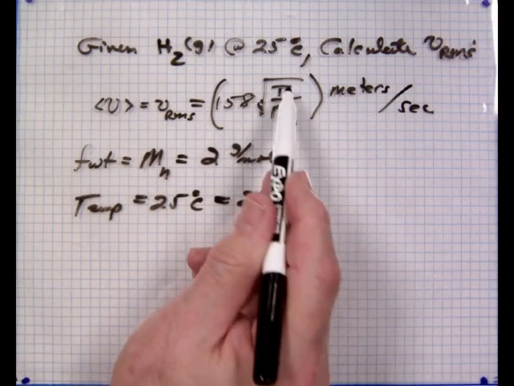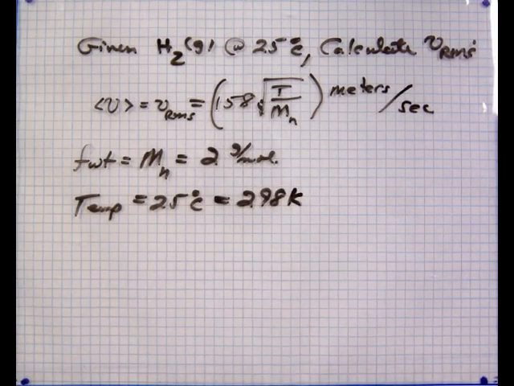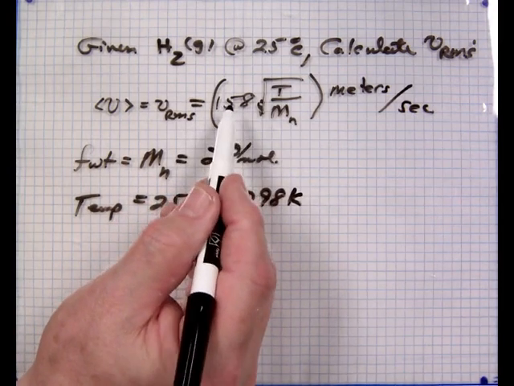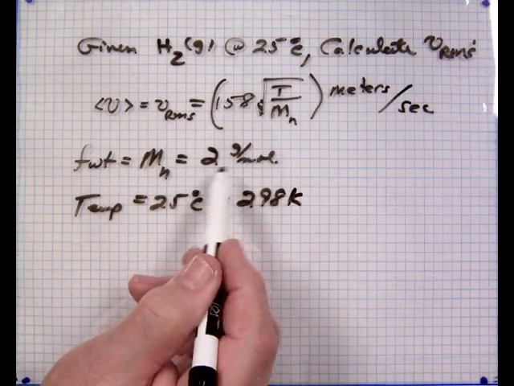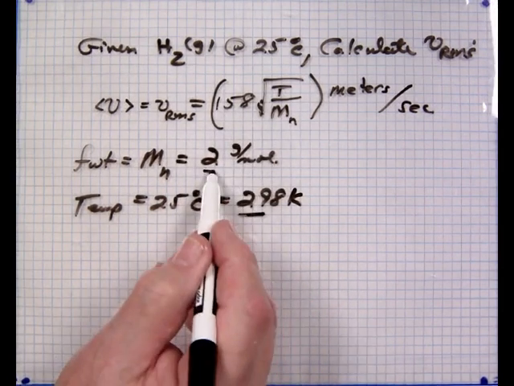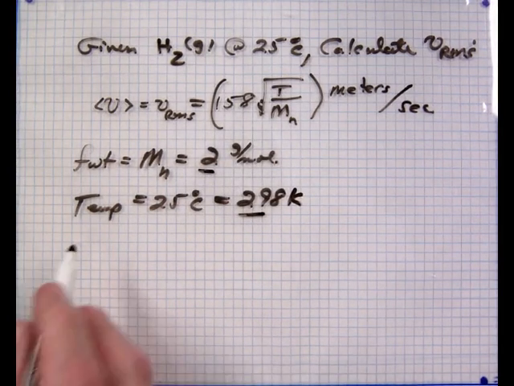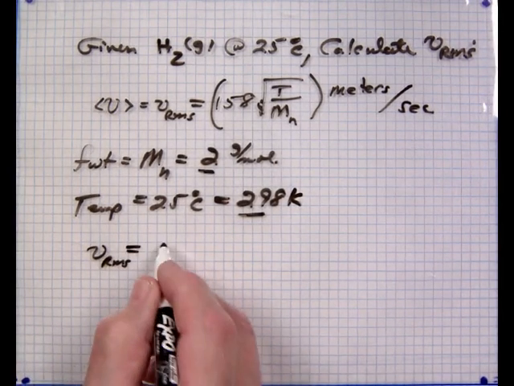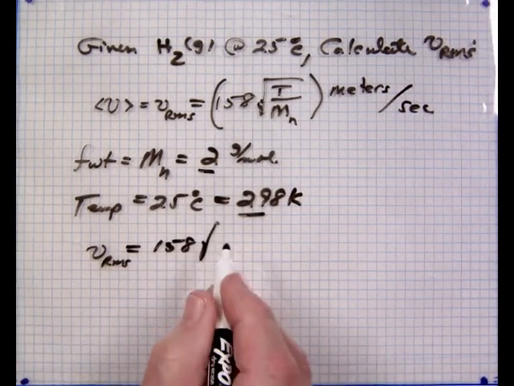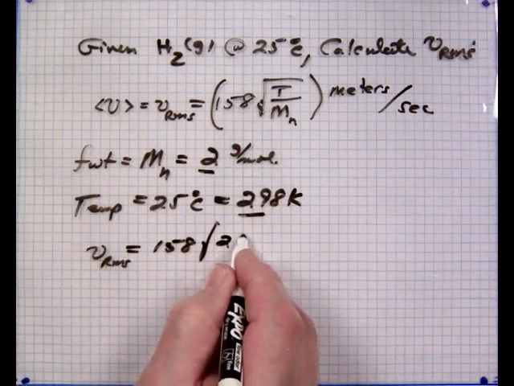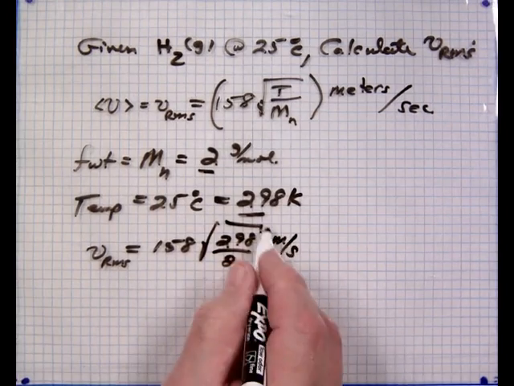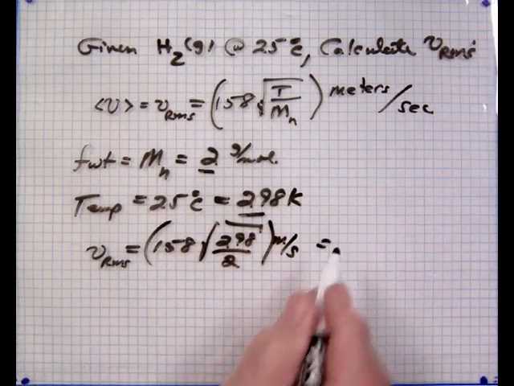So putting this in, the Kelvin temperatures will not say meters per second for you. It's all bound up in this 158. So the idea is you just substitute the absolute values and the mole weight values, and you will have the appropriate RMS speed. So that's 158 times the square root of 298 Kelvin over 2, and the answer is in meters per second.